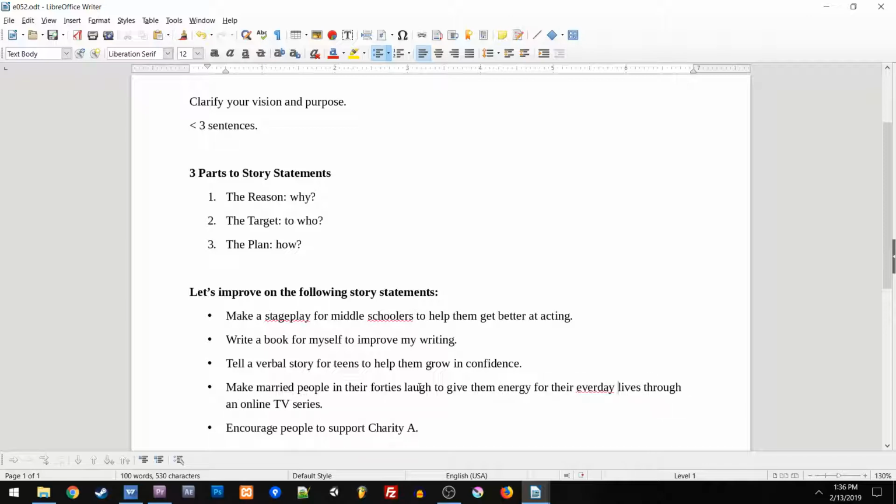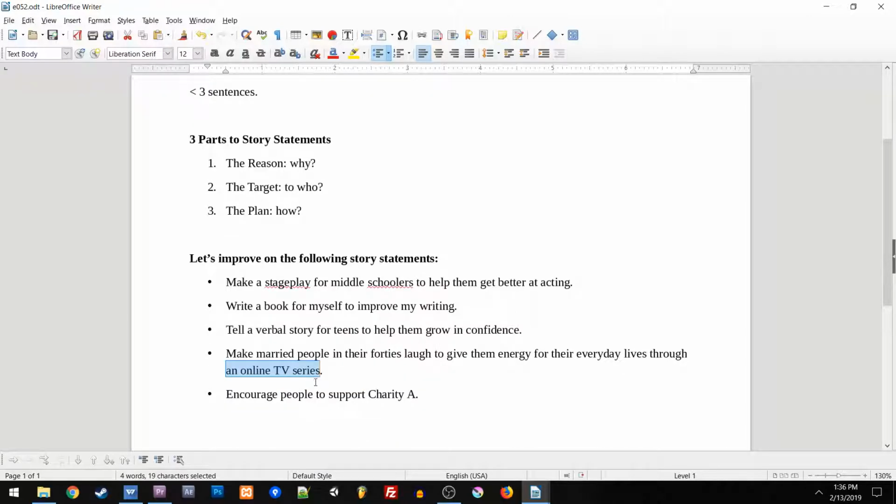And so what we've got here is make married people, we've got our target, in their 40s. Married people in their 40s is our target. And then we've got to give them energy for their everyday lives. That's our reason. We're making them laugh, and we're giving them energy for their everyday lives through that. And we're doing that through an online TV series. Now we have more of a vision for our story.